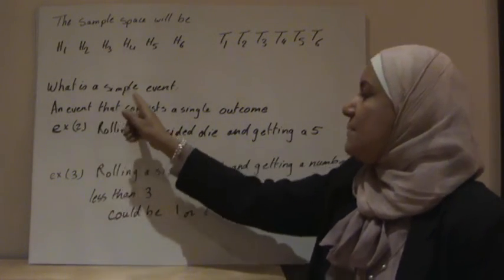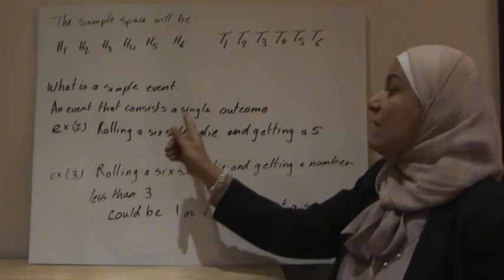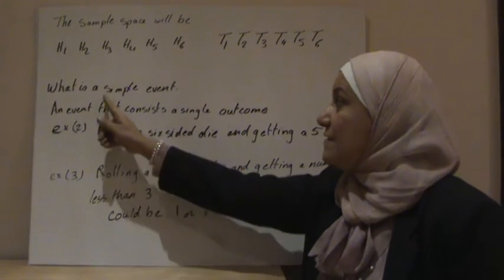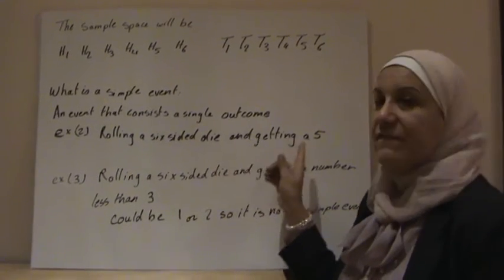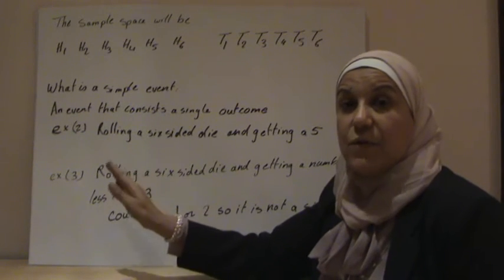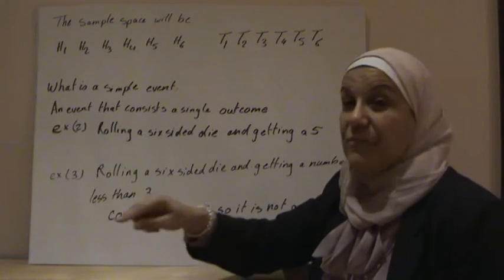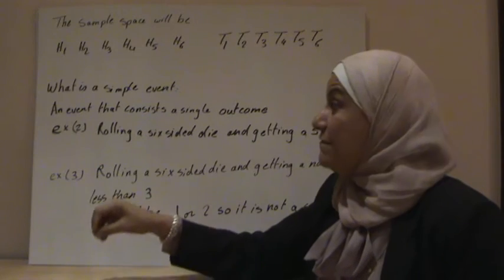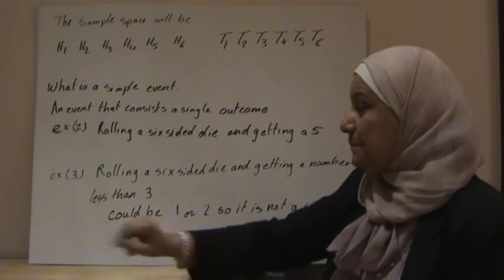What is a simple event? A simple event is an event that consists of a single outcome. I can only have one answer if it is a simple event. Rolling a six-sided die and getting a 5. Can I have more than one answer? No. Getting a 5, only a 5. I can roll the dice and have any other number, but I'm not asking for that. I'm asking for one simple answer, getting a 5. So it is a simple event having one outcome.